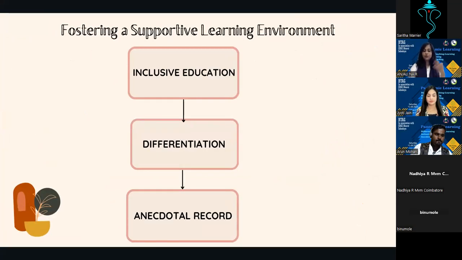So this is a flowchart that will help you understand the agenda of today's session. Inclusive education is the underlying philosophy, and within this framework of inclusive education and inclusion, differentiation is used to cater to individual students' needs. Anecdotal records play a crucial role by providing teachers with valuable information to guide their differentiated instructional practices. Inclusive education, differentiation, and anecdotal record, inseparable.